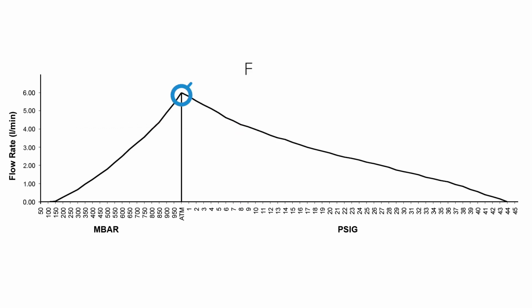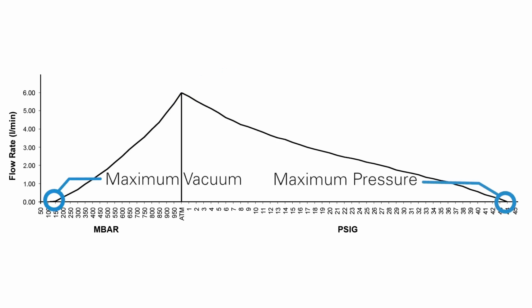The point in the middle where the two curves meet is the pump's free flow or maximum flow, meaning there is no restriction or pressure on either side of the pump. The endpoints of the curves represent the maximum vacuum or maximum pressure capabilities of the pump, where the flow rate is dropped to 0 liters per minute.